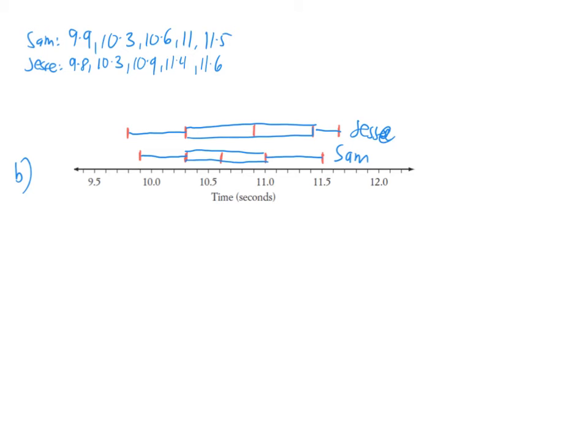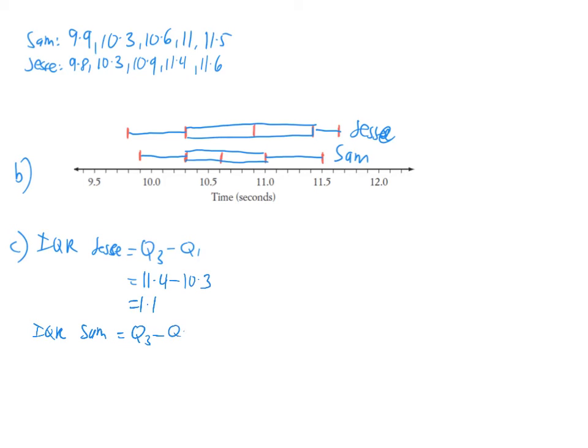Now part C, the IQR of each sprinter. We'll start with the interquartile range of Jesse. Remember, it's Q3 minus Q1. So 11.4 minus 10.3, which is 1.1. Then we'll do Sam as well. Again, same formula: 11 minus 10.3, which is 0.7.